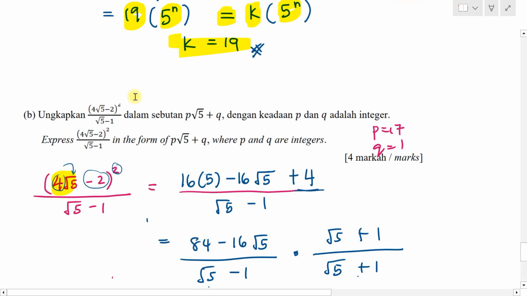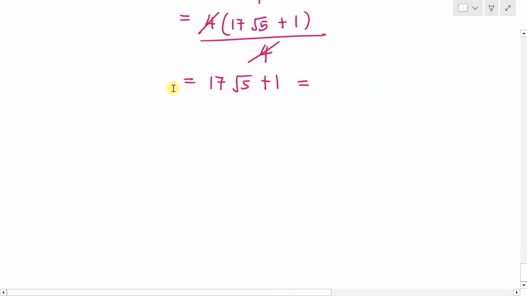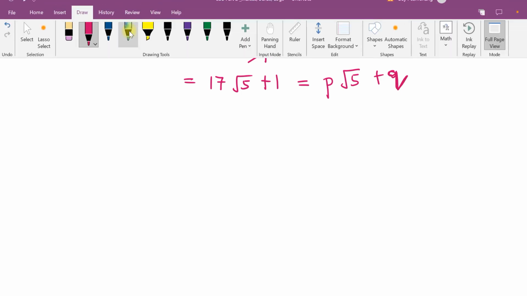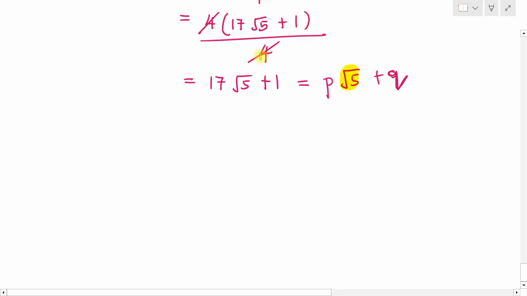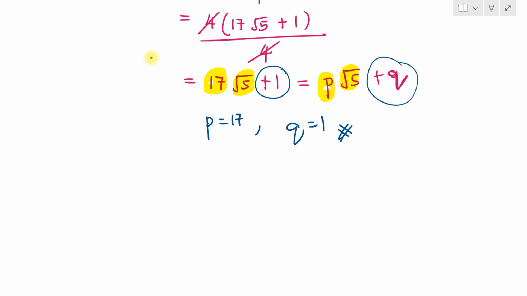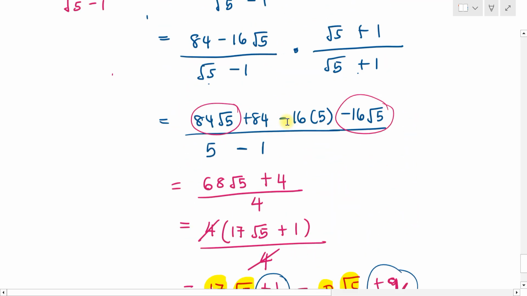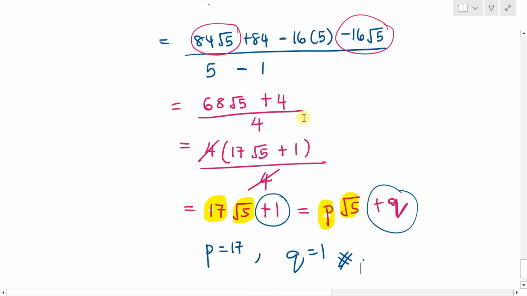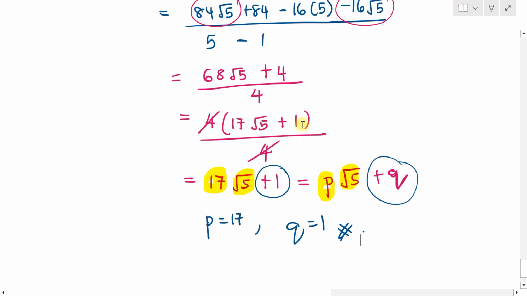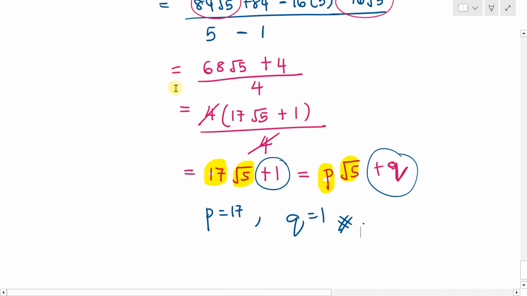What they write is P surd 5 plus Q. So we see who is with the surd 5? 17, right? So P is 17 lah. Direct comparison. And then the whole number should be 1. Okay, that's how you get. Not that bad. Easy. 4 marks is too generous for this question, in my opinion. Okay, right.